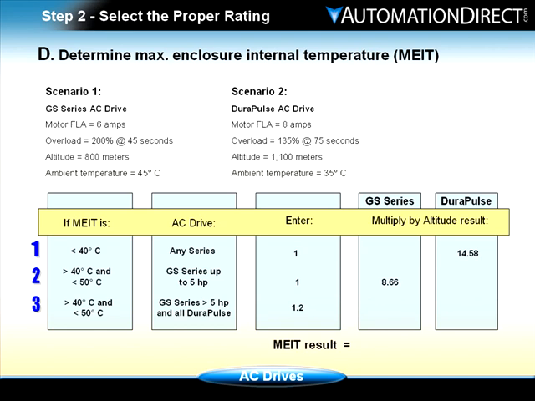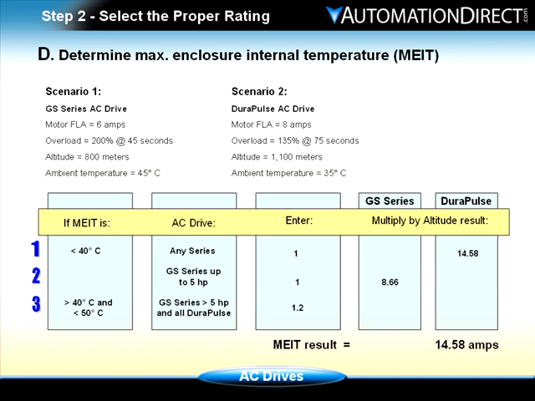Use the following calculations to adjust for maximum enclosure internal temperature. 1. If the enclosure temperature is less than 40 degrees C, as in Scenario 2, and using any series AC drive, multiply the altitude result by 1, which makes the MEIT result 14.58 amps.